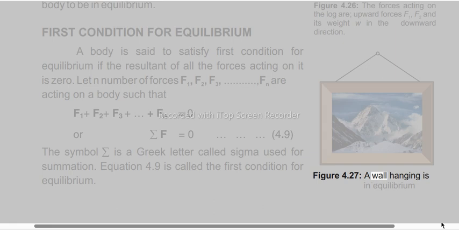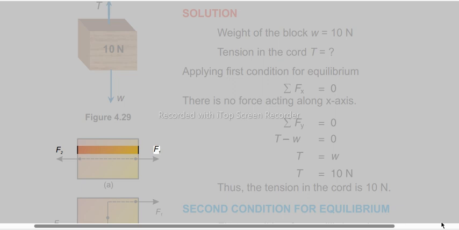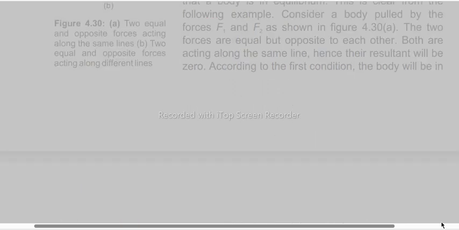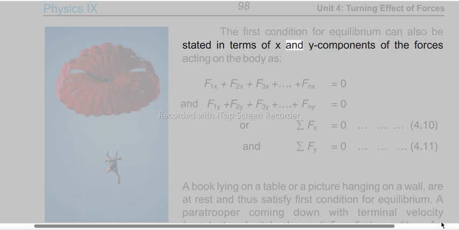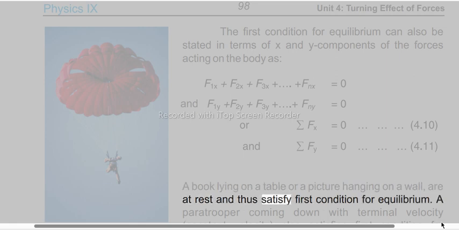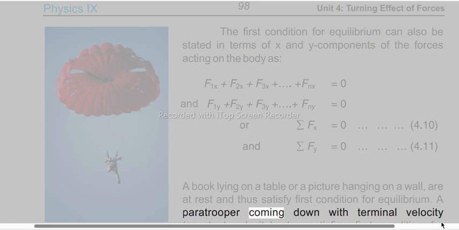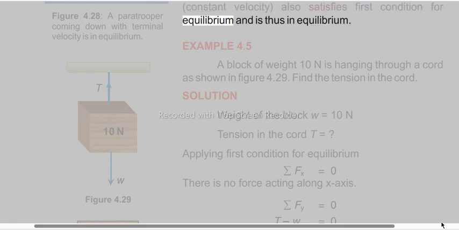Figure 4.27, a wall hanging is in equilibrium. 10N, W, T, F2, F1, A, F2, F1, B. Physics 998, Unit 4, Turning Effect of Forces. The first condition for equilibrium can also be stated in terms of X and Y components of the forces acting on the body. A book lying on a table or a picture hanging on a wall are at rest and thus satisfy the first condition for equilibrium. A paratrooper coming down with terminal velocity, constant velocity, also satisfies the first condition for equilibrium and is thus in equilibrium.